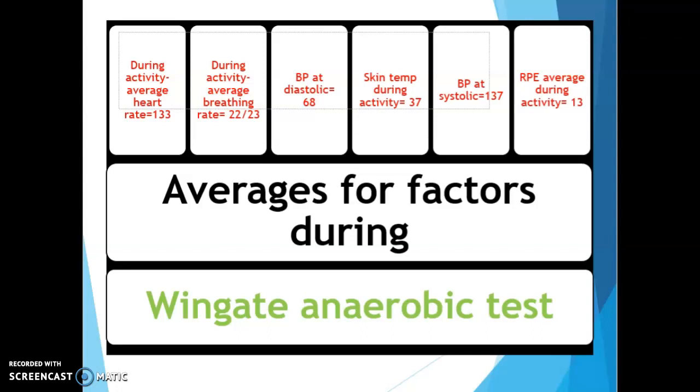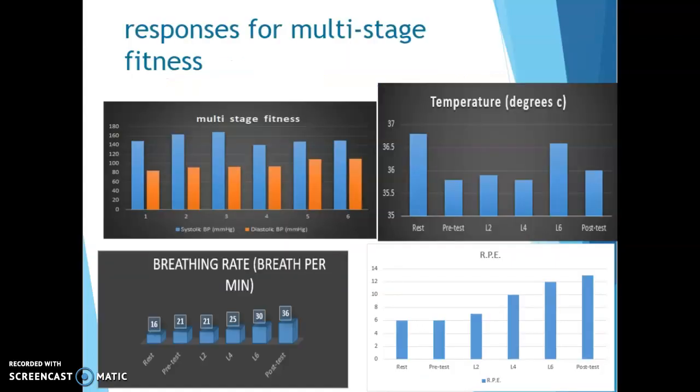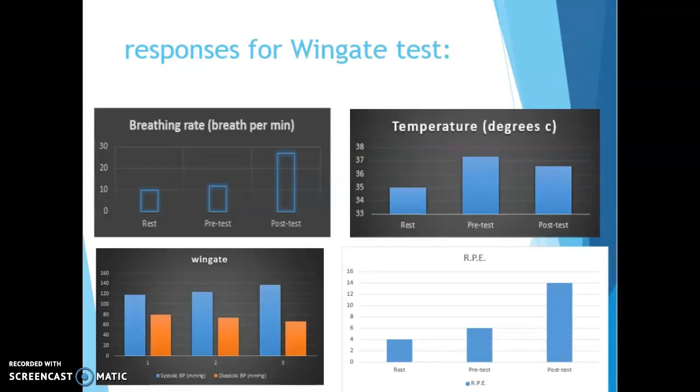I'll go into more detail about the results from these tests further on in my presentation. Similarly, feel free to pause and look at these graphs which do show the systolic and diastolic results for the multi-stage fitness, the temperature, the RPE and breathing rate. However, I will go into more detail on these individually further on, and similarly for the Wingate test.